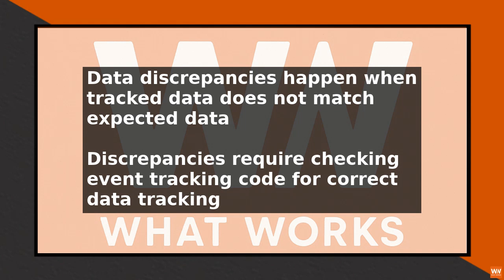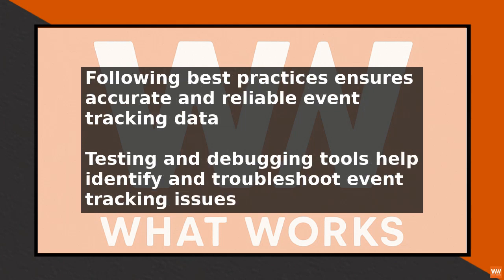First, make sure to test your event tracking code thoroughly to ensure it is working correctly. Second, use descriptive and consistent naming conventions for your events to make it easier to analyze the data. Third, use Google Analytics debugging tools to identify and troubleshoot any issues with your event tracking.